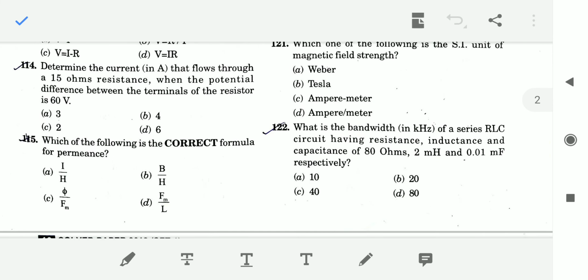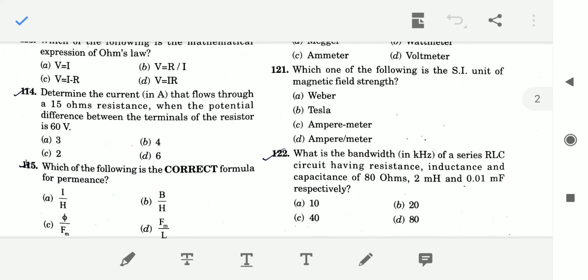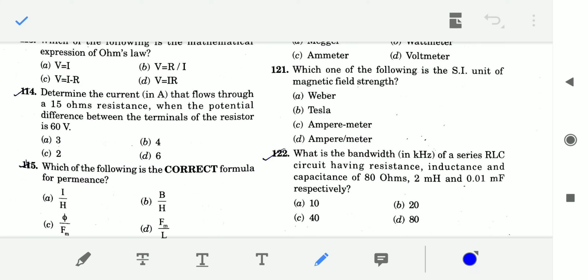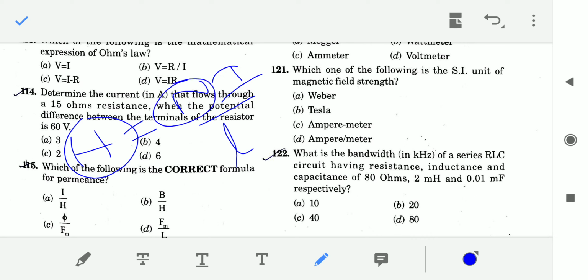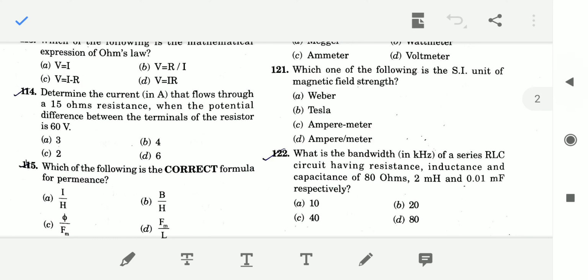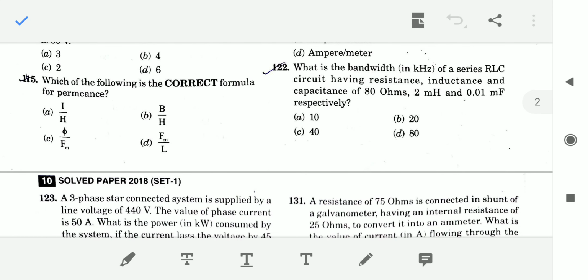And coming to question number 121, which of the following is the SI unit of the magnetic field strength? H is equal to Ni by L. Magnetic field strength is denoted by H, and it is given by Ni by L. Let N be equal to 1. Then the unit is ampere per meter. So option will be D. Okay, next question number 122.